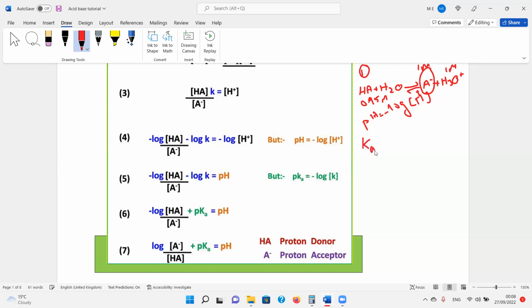And Ka is similar to, if you remember, the Kc from last year. So basically, it is the concentration of the products over the reactants. So here we have A minus, and here we have hydrogen ion, divided by HA.